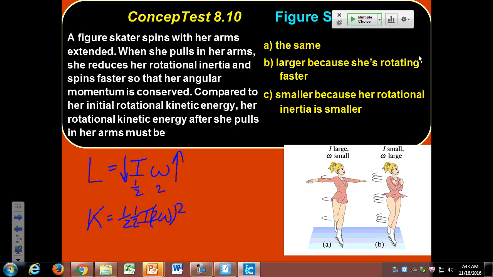Where does that energy come from? You're probably thinking right now, wait a minute, she just changed her rotational inertia, and then all of a sudden she has more energy, right? And you're thinking, what's up with the conservation of energy? She increased her rotational kinetic energy, so where did that energy come from? She had to have done work in order to increase her energy. And what was the work that she did?